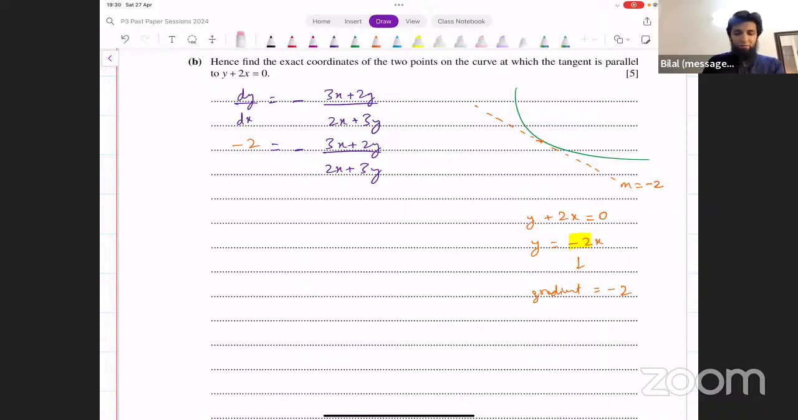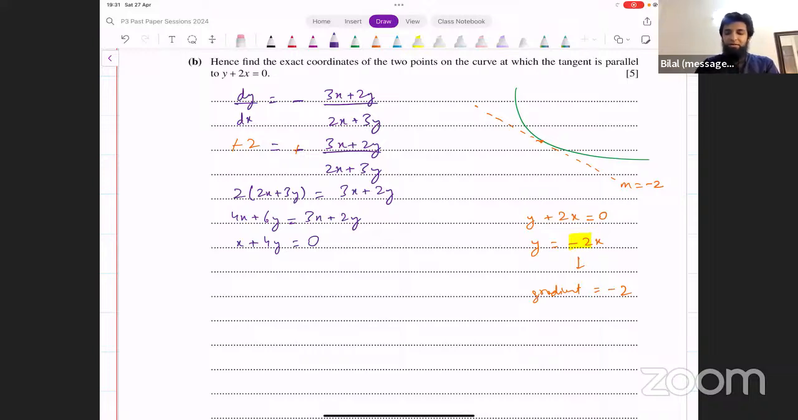Okay, now we solve this equation. Minus on both sides, that gets cancelled, right? What are we left with? We've got 2 equal to 3x plus 2y divided by this. We can multiply this on the other side, and that gives us 2 into 2x plus 3y. Let's simplify everything. 4x plus 6y equals 3x plus 2y. And that gives us x plus 4y equals 0. This is one equation that we've got.